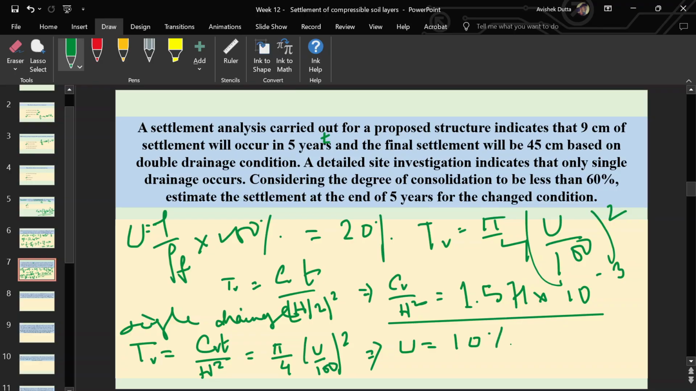Now, I had already mentioned, I think you have missed it, while dictating the question, that the final settlement will be considered as 45 only. So, the final settlement is 45 for 10% degree of consolidation. What will be the settlement? This equals rho by rho f, which is 45. So, 10 by 100. So, rho for the changed condition will be how much? 4.5 centimeters. Yes, 4.5 centimeters.